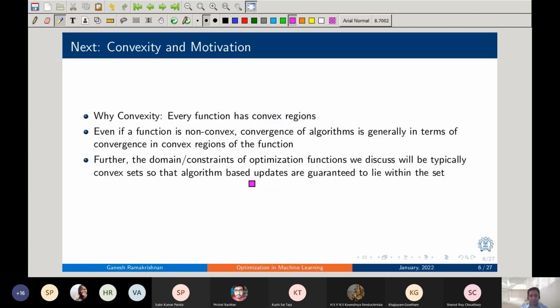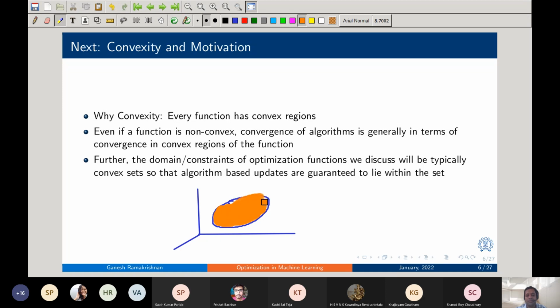Please ask me questions, otherwise I'll keep moving on. The domain constraints in the optimization problems we'll see will also typically be convex sets, so that algorithmic updates are guaranteed to lie within the set. So we'll see how convex sets play a very critical role. This is like a two-dimensional view of the space of the parameters. Now in this space, when I make updates, I want to make sure that I continue lying within the space.